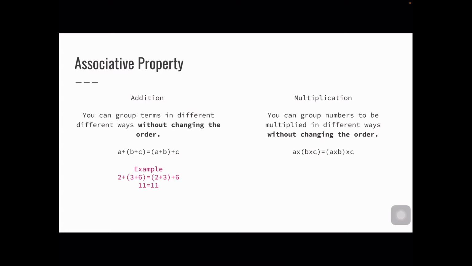You can group numbers to be multiplied in different ways without changing the order and still get the same results. So for example, I can multiply 2 times 3 times 6 by multiplying 3 and 6 first and get 36. Or I can multiply 2 times 3 times 6 by multiplying 2 and 3 first and still get the same exact results. So again, my order is still the same. I have 2, then 3, and then 6, but the terms that are grouped are different on either side of the example. So in the associative property, your groupings change, but your order must remain the same.